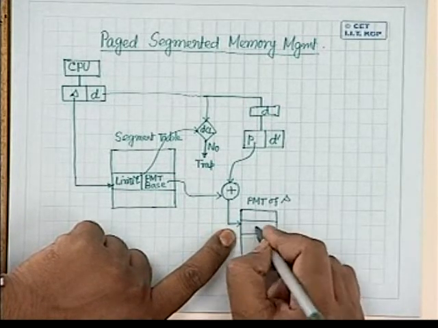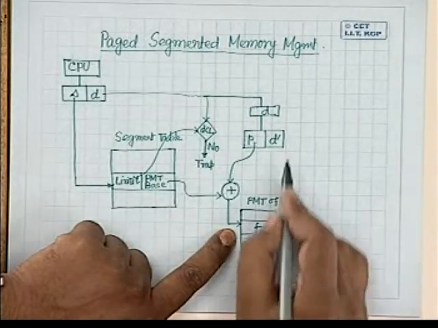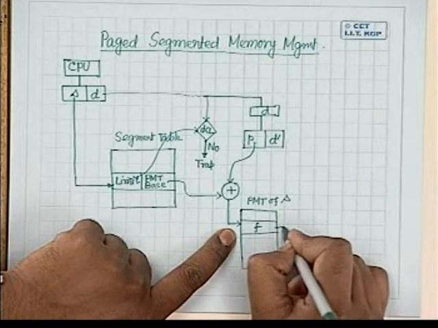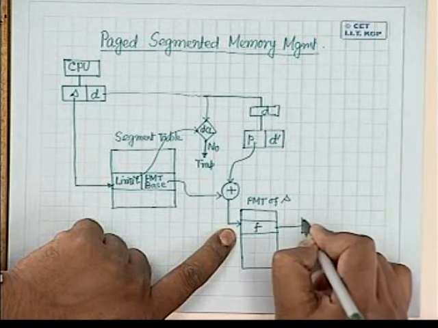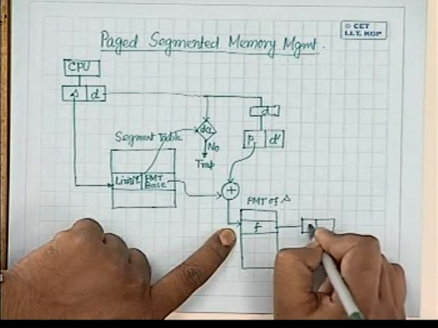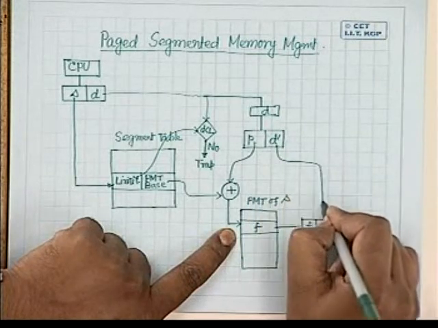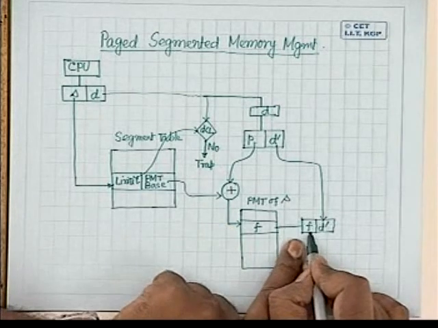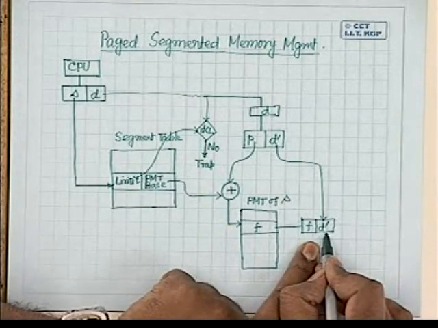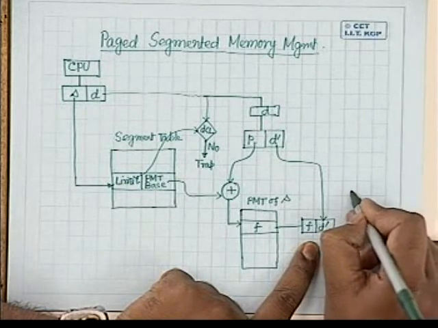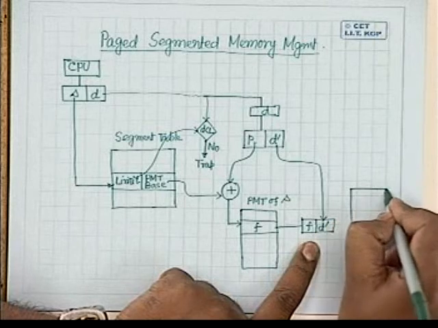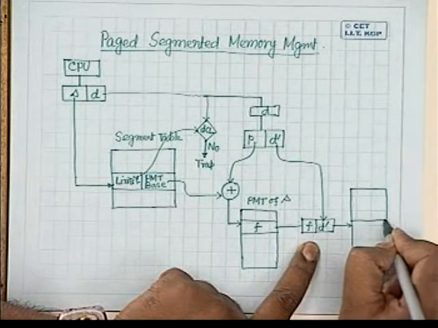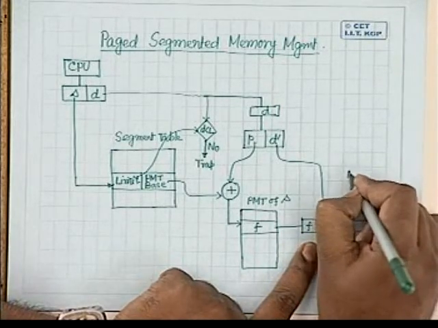Now this entry will contain the frame number where the page is loaded. Okay. So now what I have is the frame number F, and here I have the offset within the page, that is D dash. Now from F and D dash I can generate the physical address of the main memory. So F and D dash will give you the physical address of the main memory, the location that has to be accessed. So this is the main memory.